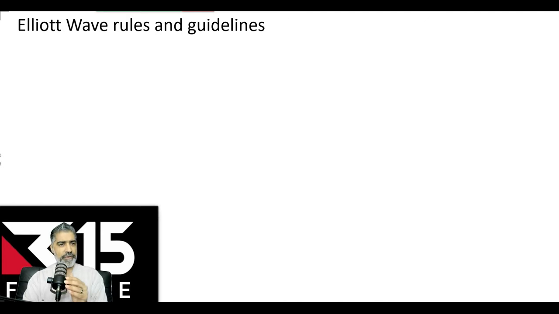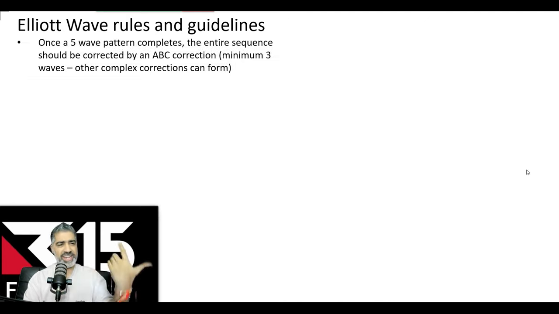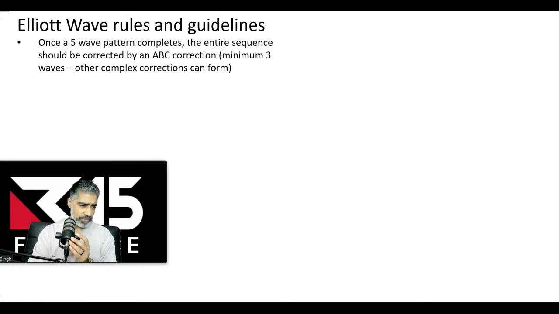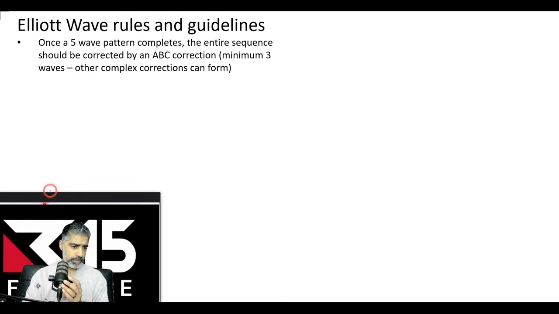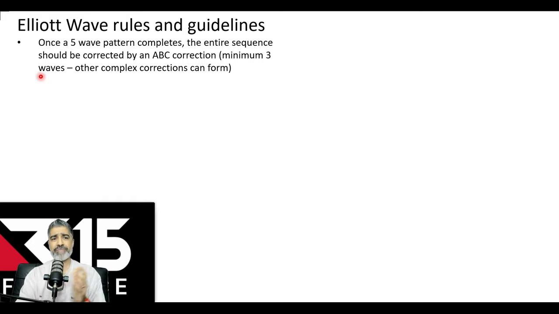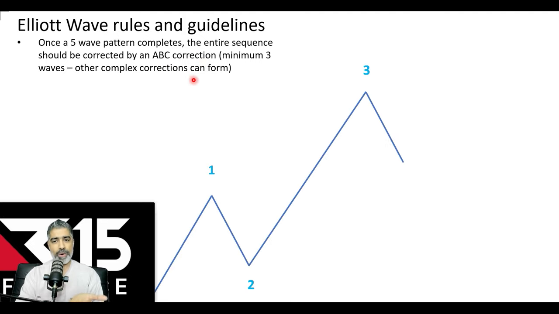Right, theory first. Rules and guidelines. We're moving to the next level right now. Let me just pull up my laser over here. Once a five-wave pattern completes, so you know about these five-wave patterns, right? And you should be getting familiar with it because this is what I use as my framework to read the markets. It should be corrected by an ABC correction, minimum 3 waves. Other complex corrections can form, right? So we've got 1, 2, 3, 4, 5, followed by an ABC.